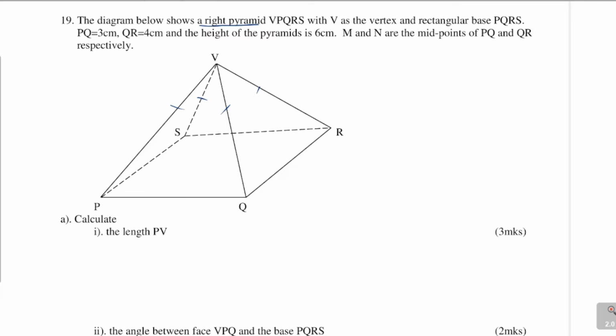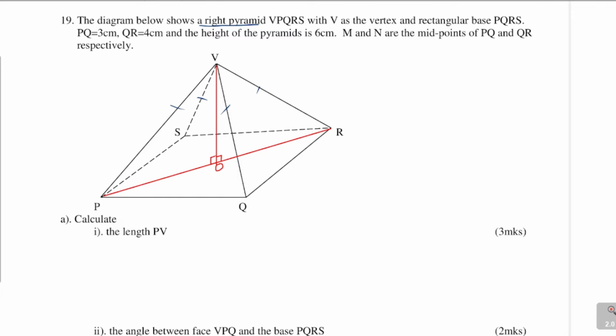So how do we get PV? To get PV, we shall first create the height here. Let's take the height here, so the height there, and then I will draw another diagonal up to the end there. This point, let me name it O. That one meets that at 90 degrees.